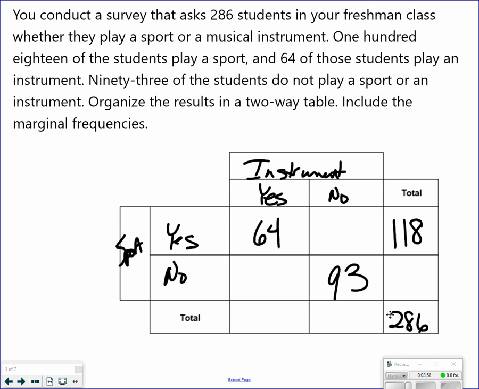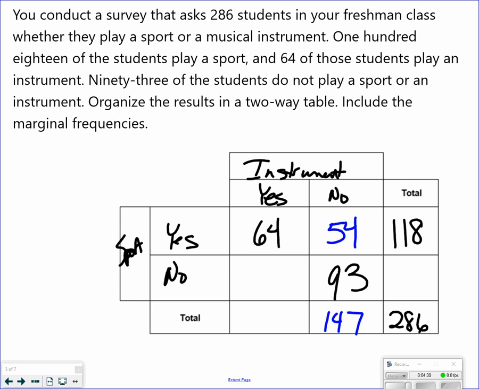So then how many were yes to a sport but no to an instrument? So 118 minus 64 is 54. So again, the two numbers in the joint must also add up to the marginal. Now, again, going down in the instrument no column. So 93 said no to sport and no to instrument. 54 was a yes for sport and a no, making a grand total of, let me try that again, adding up here, 147.